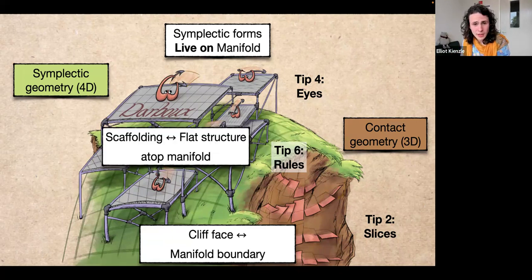Now, how do I represent a flat structure? With scaffolding. Because what is scaffolding in the real world if not a way to turn a curved ground into a flat surface, a flat structure on top of a curved manifold?